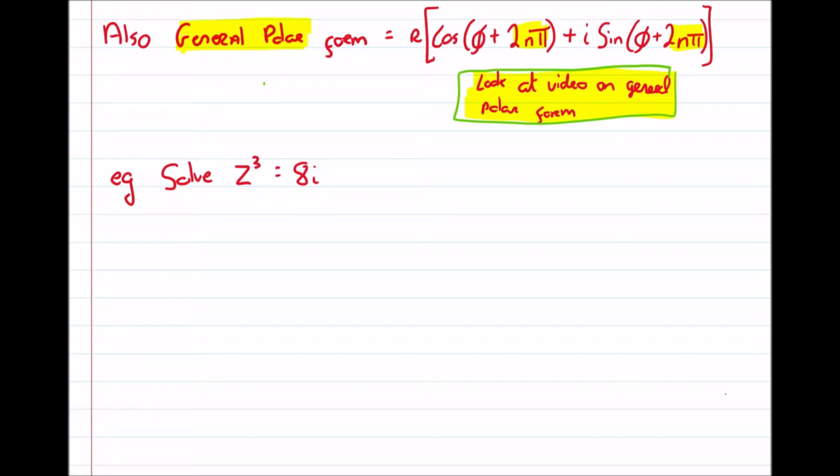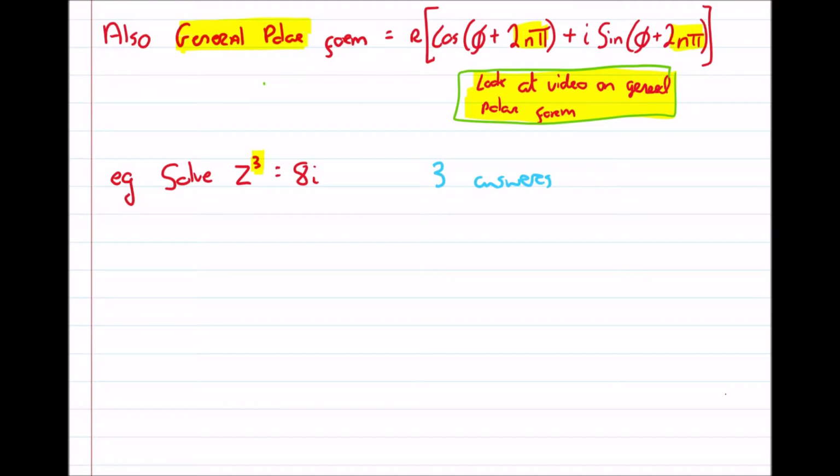In this question, we should have 3 answers. Why? Because this is to the power of 3. If this was to the power of 4, we'd have 4 answers. If this was the power of 10, we'd have 10 answers. But we know we're going to have 3 answers. Or another way of saying it, 3 complex numbers that when multiplied together will give me back 8i.